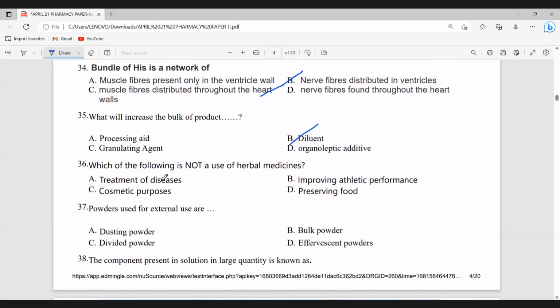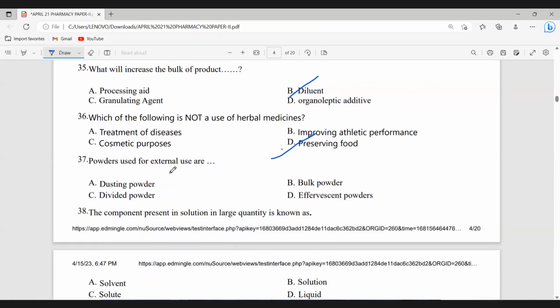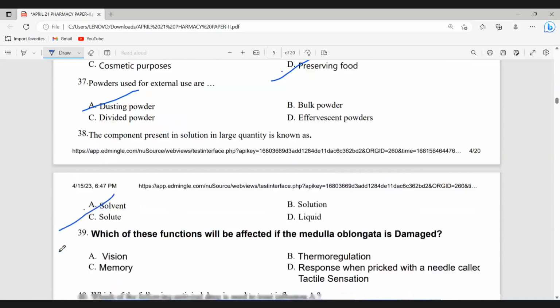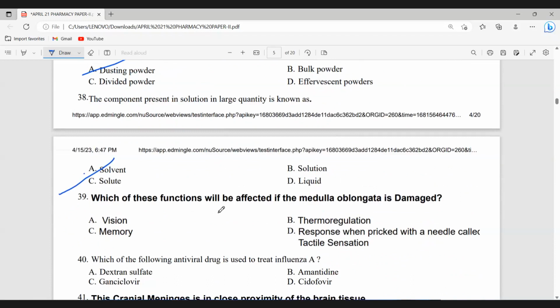Then 36. Which of the following is not a use of herbal medicines? Preserving food is not a use of herbal medicines. Then 37. Powders used for external use are... This is a direct question. That is dusting powders. Then 38. The component present in solution in large quantity is called solvent. If in small quantity, it is solute. Then which of these functions will be affected if the medulla oblongata is damaged? Even this is also a direct question.